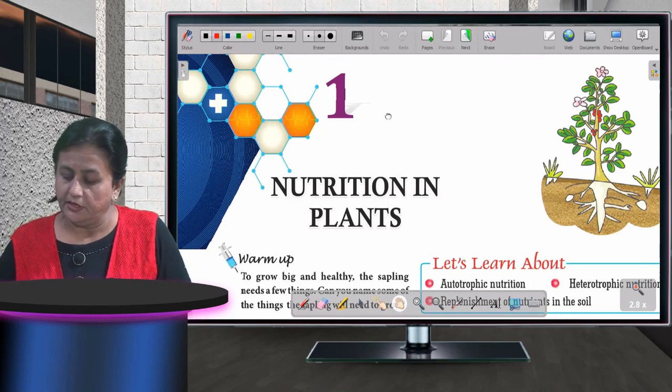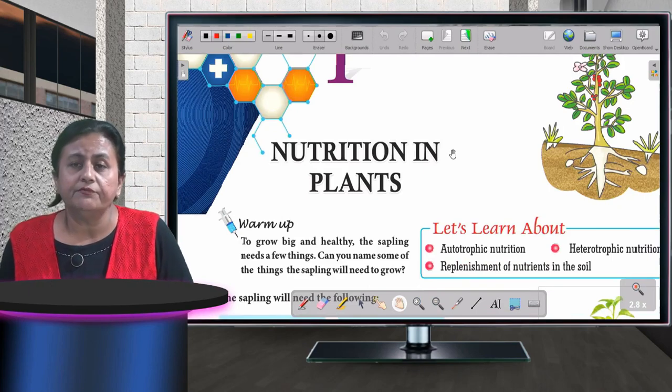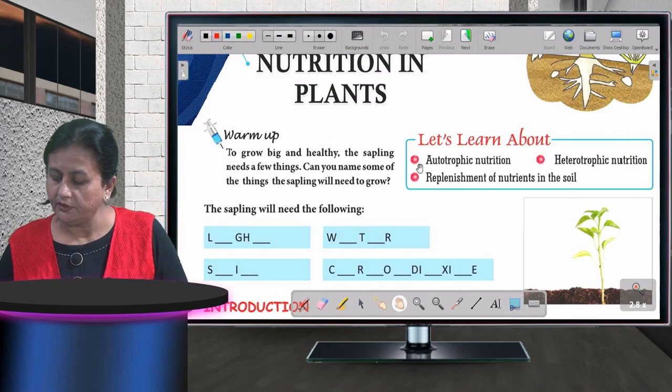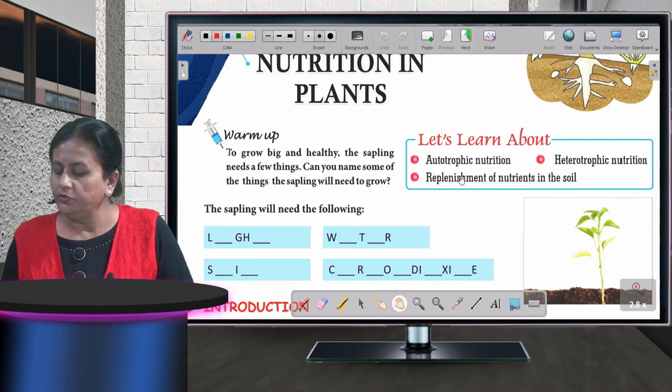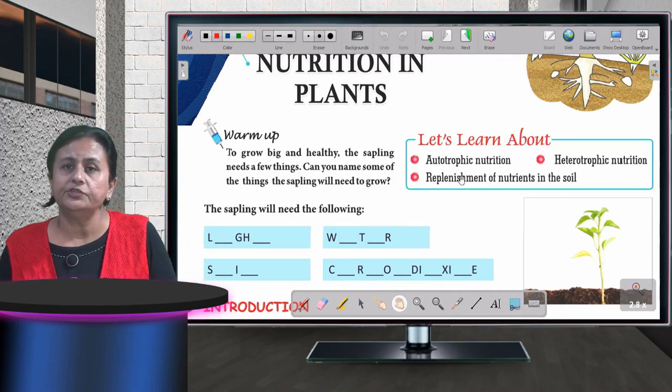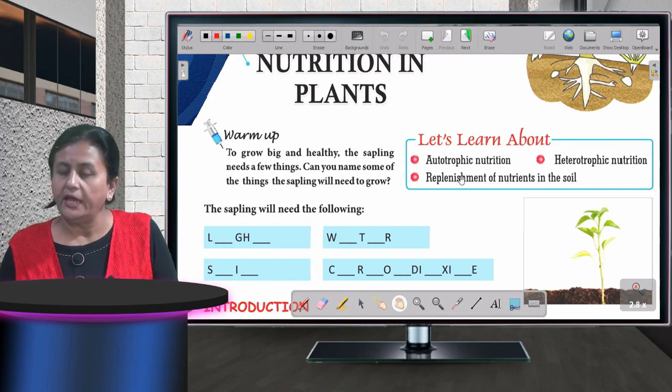Even plants which we find around us also need food. Without food, they will also die. So in this chapter we are going to deal with different types of nutrition, that is autotrophic nutrition, heterotrophic nutrition, and the replenishment of nutrients in the soil.